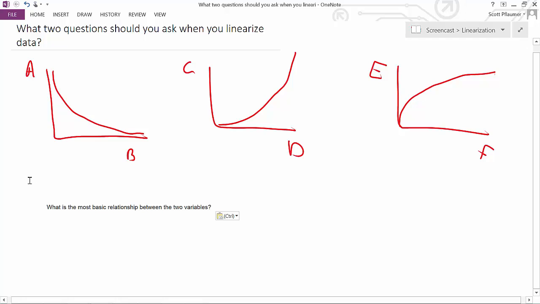Okay, so as B is going up, A is going down. That's pretty interesting. In the second one, as D goes up, so does C, and likewise, as F goes up, so does E. So the second and the third graphs are kind of similar. The first one is in its own category. So let's go ahead and think about what do you do when the answer to that question is one goes up and the other goes down, as in the case for A and B.